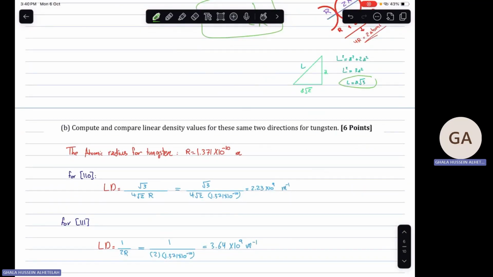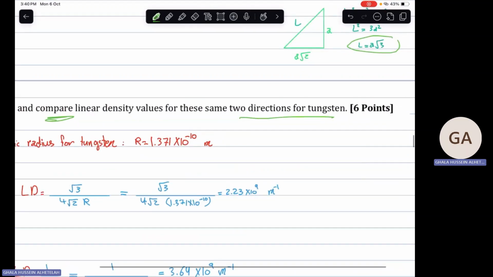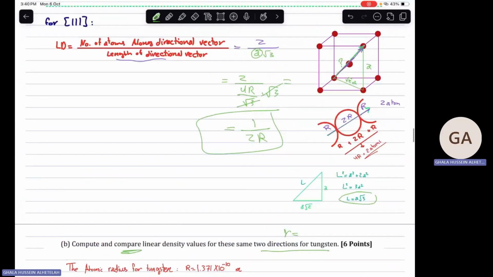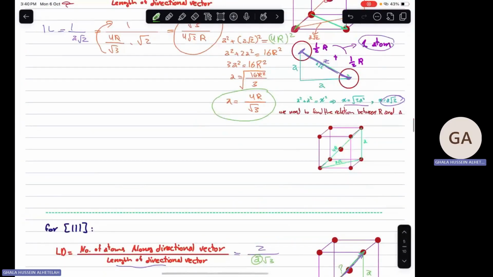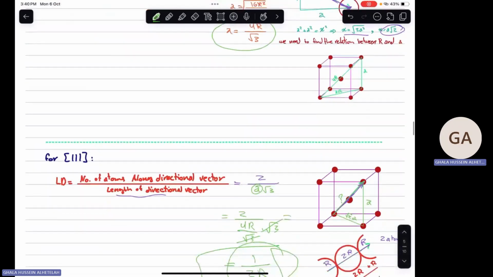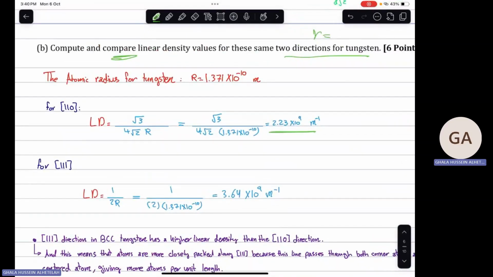Then he asked us to compute and compare the linear density value for the same two directions for tungsten. He must give you the radius value of tungsten, and then you plug it into the equation that we got, and also into this equation, and you will find these numbers. This is for 110 and this is for 111.